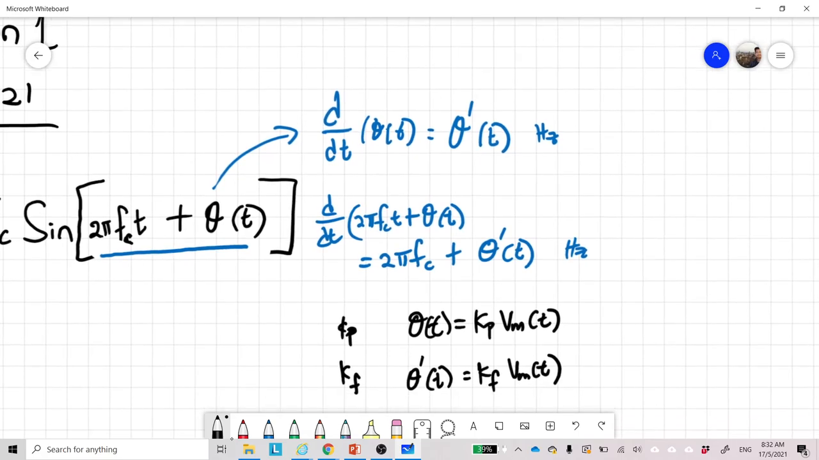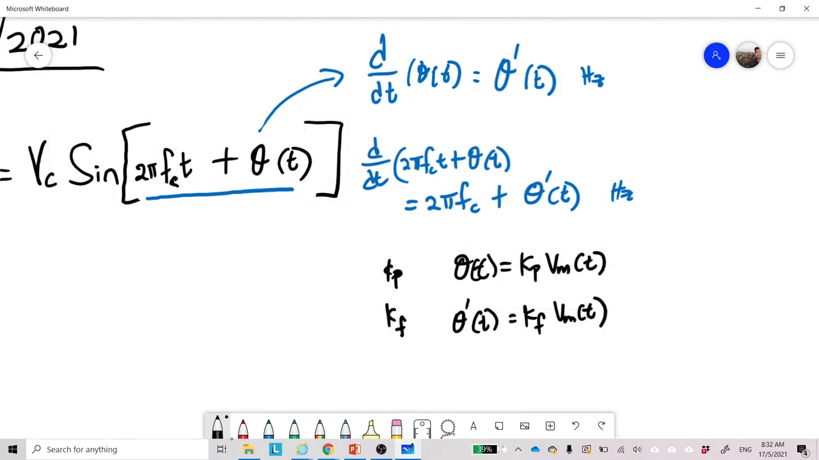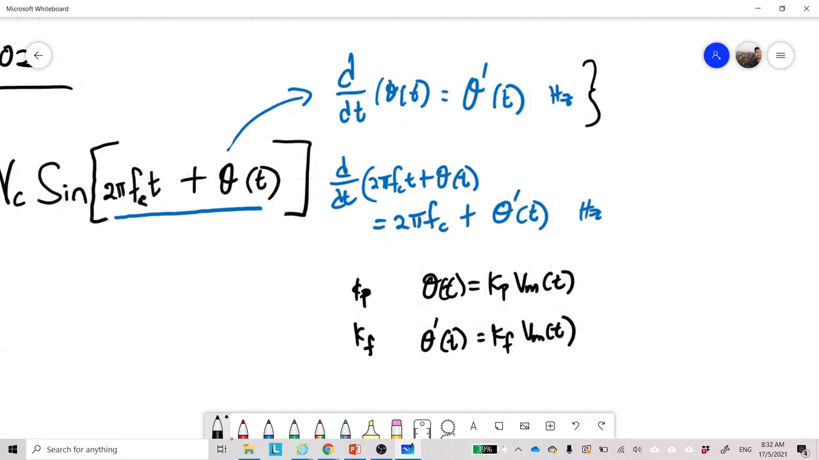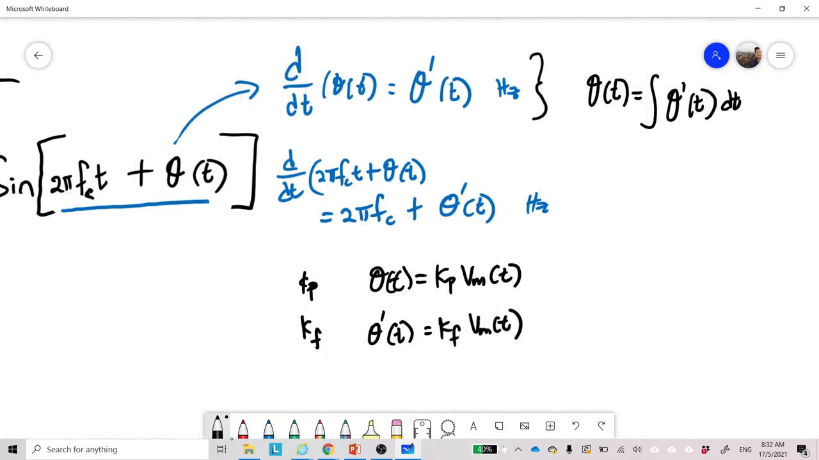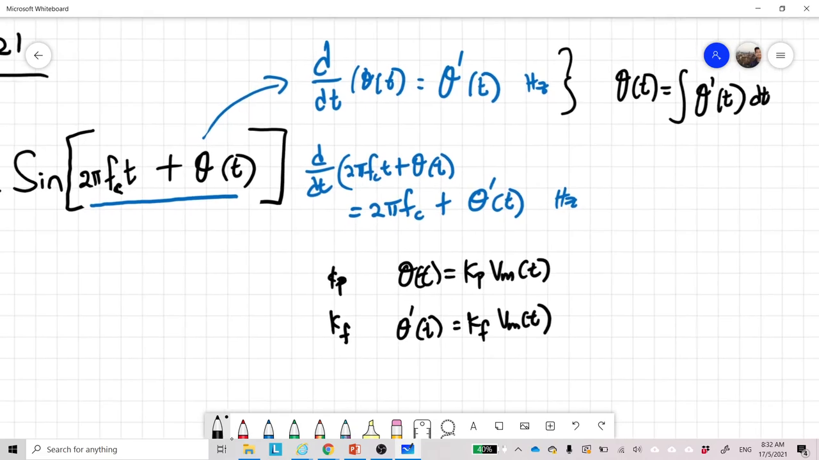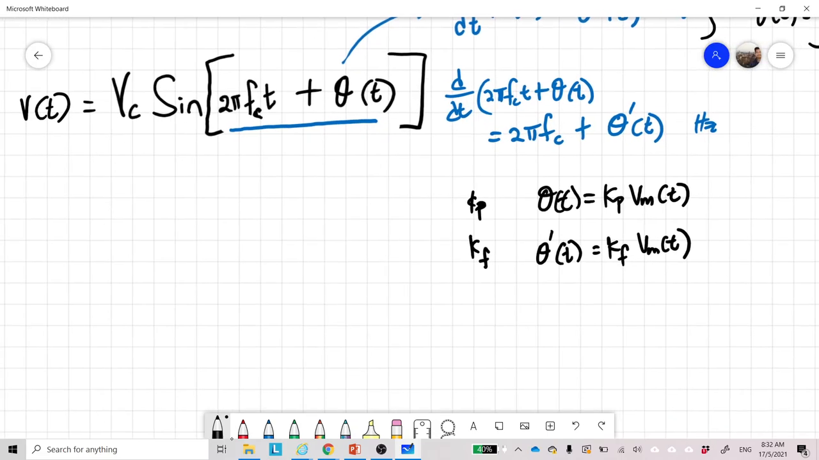From here, since we do the derivation of theta(t) to get theta prime(t), therefore if we want to find theta(t), theta(t) is equal to the integral of theta prime(t) dt. So from here we can elaborate the equations. Kita boleh kembangkan equations ini.